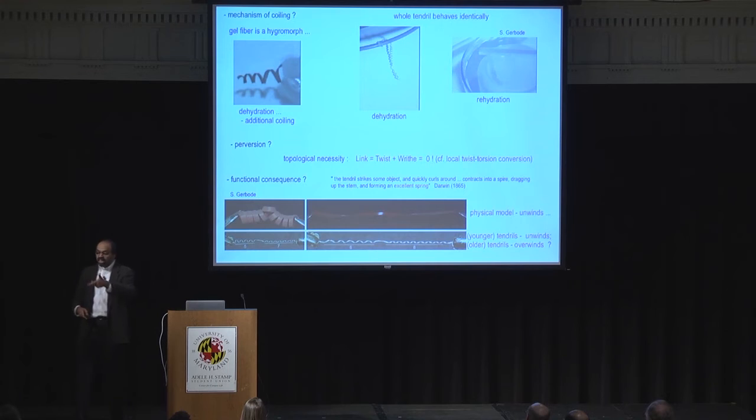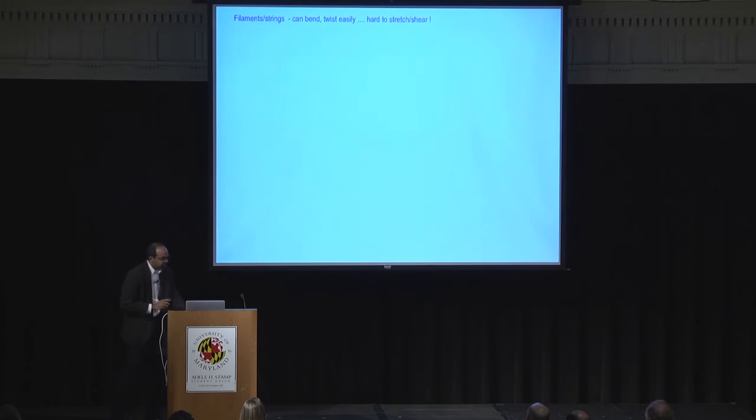So it's doing exactly the opposite of what a normal piece of two rubbers glued together does. And of course, the question then is why? Younger tendrils behave like this, older tendrils overwind. This also, by the way, is seen in DNA for somewhat different reasons.